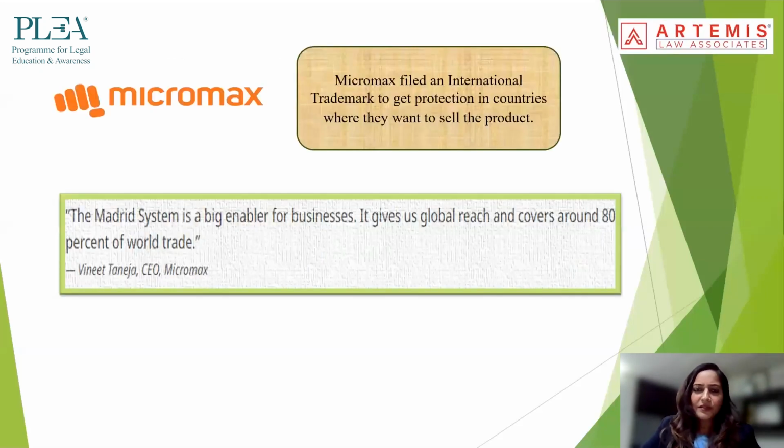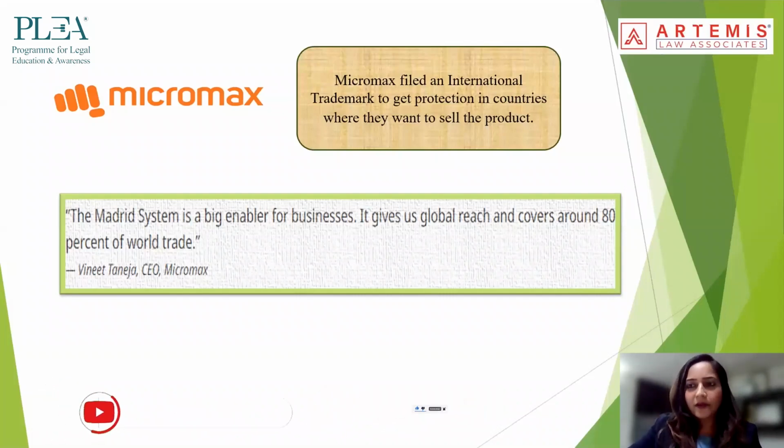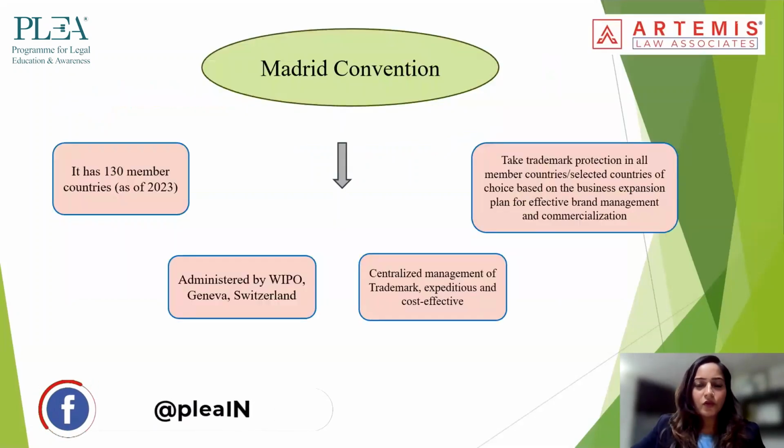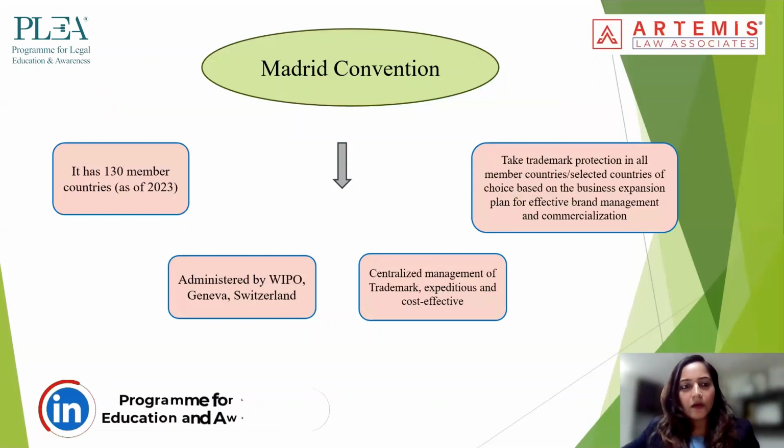Just as an example, Micromax has filed international applications in all parts of the world. The CEO of Micromax says that the Madrid system is the biggest enabler for business. It gives us global reach and covers about 80% of the world trade. So a lot of foreign MNCs are opting for the Madrid system because they see some kind of value to it. So, Madrid Convention, now what is Madrid Convention? It has about 130 member countries as of 2023.